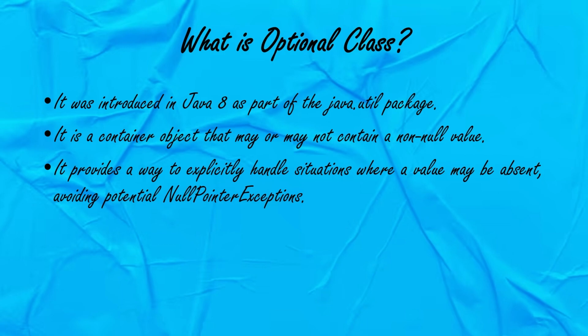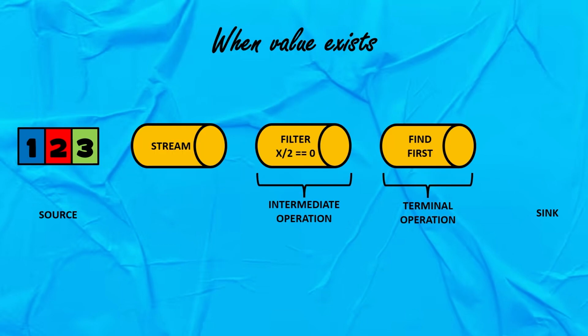With the Optional class, we have a variety of methods using which we can not only handle those scenarios when the value is not available, but also make our code look beautiful, short and crisp. Now let's try to understand how Optional is going to work with the help of an animation.